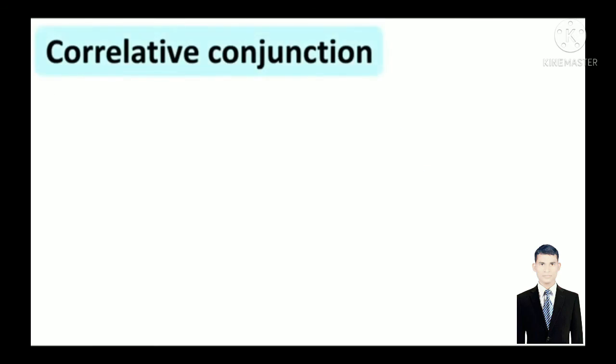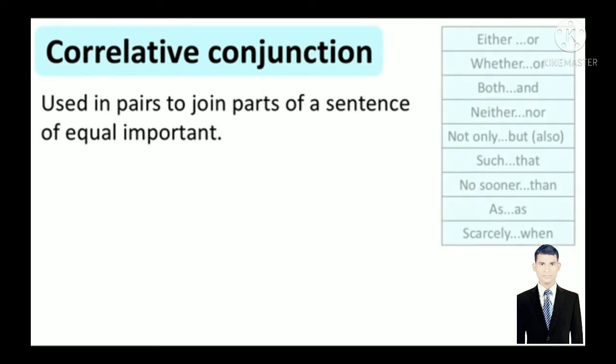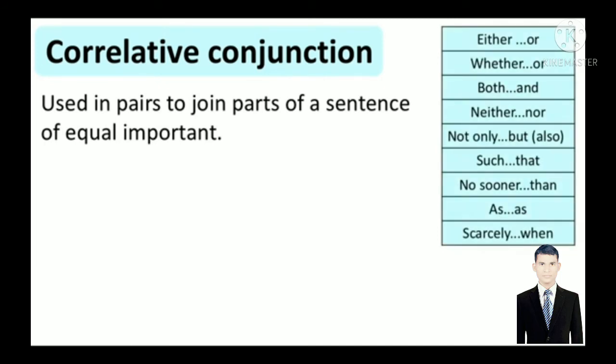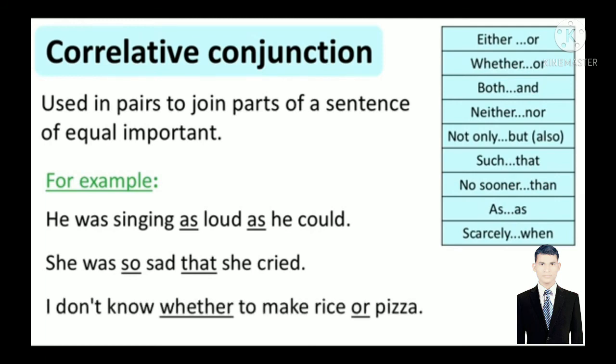Correlative conjunction. This type of conjunction is used in pairs to join parts of a sentence of equal importance. This includes either or, whether or, both and, neither nor, not only but, such that, no sooner than, as, scarcely, when. For example, he was singing as loud as he could. She was so sad that she cried. I don't know whether to make rice or pizza.